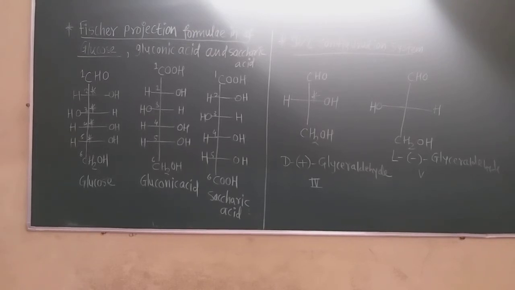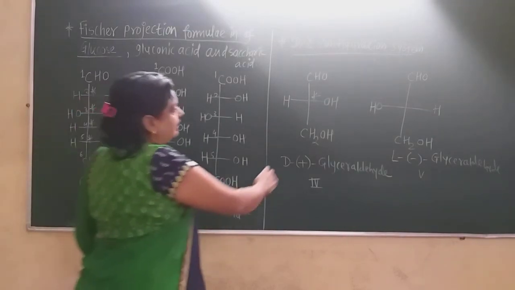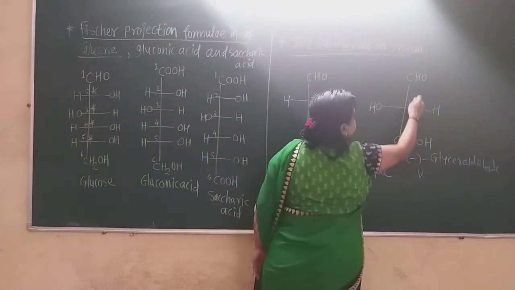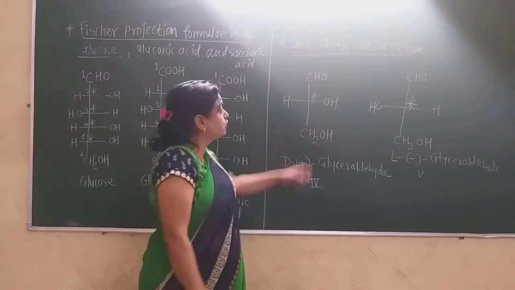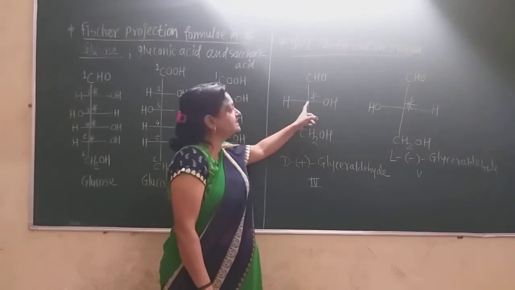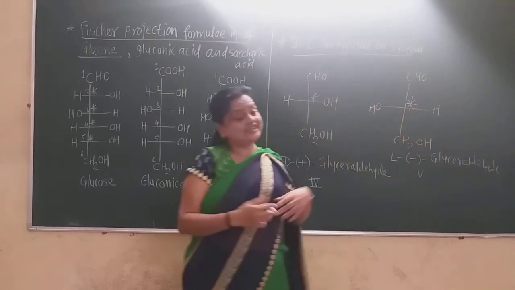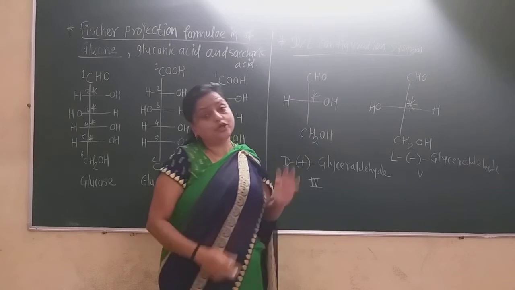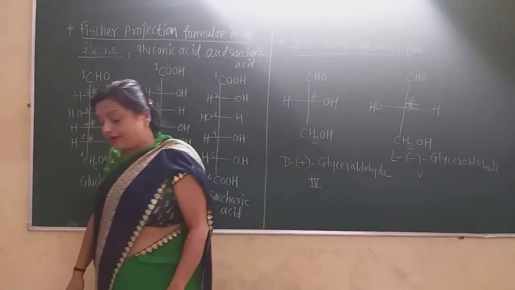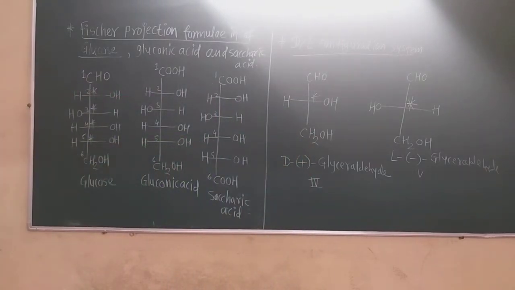In the D configuration, this second carbon atom has the asterisk, which means there is a chiral carbon atom, because all the four valencies of this carbon atom are satisfied by different atoms or different groups of atoms. So the second carbon in glyceraldehyde is the chiral carbon or asymmetric carbon atom shown by the asterisk. Glyceraldehyde has one chiral C2 center and exists as two enantiomers. What is meant by enantiomers?